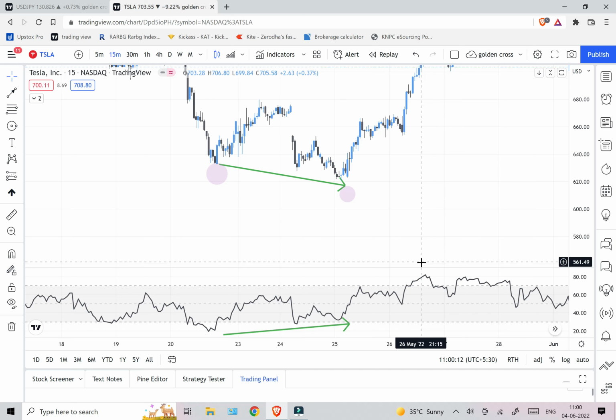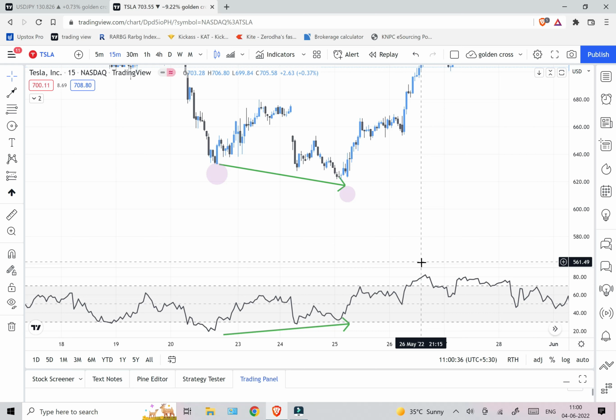Today we are going to learn about RSI divergence. Now what is RSI divergence? The bookish knowledge you can get from Google, okay? And I know that you are not here for that, and I'll be showing you only the practical part. How to trade with RSI divergence? So let's begin.